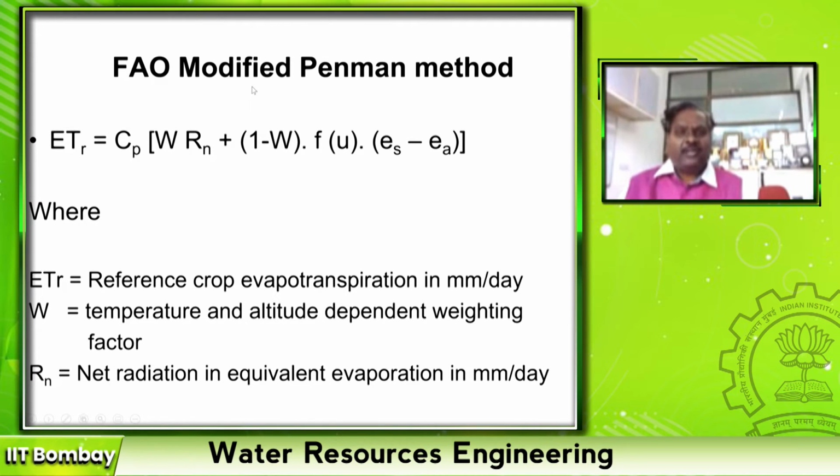This is one of the combination methods. As I said, it uses temperature, radiation, and wind speed. The general formula used is like this, where ES minus EA is the vapor pressure deficit, FU is our wind function, Rn is the radiation function, W is the weighting factor, and Cp is the coefficient which depends upon latitude, longitude and other parameters. And the estimation of each value is a sub formula.